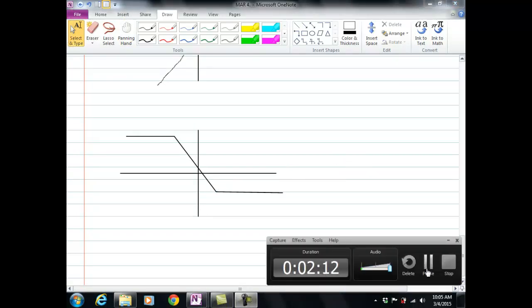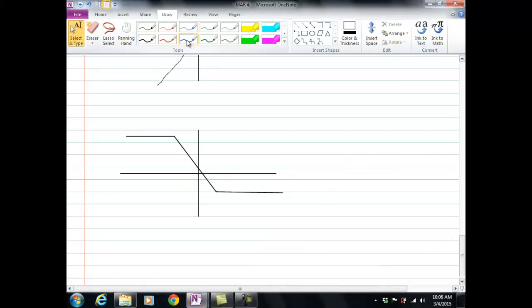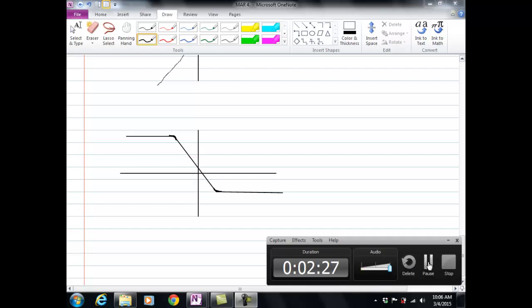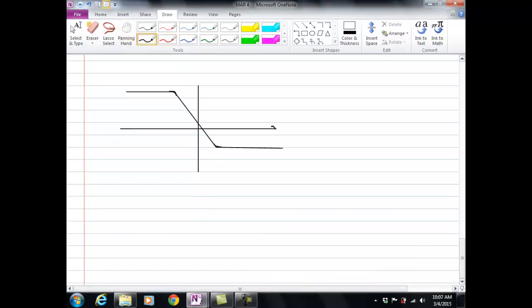I'm going to pause it. I'm going to change things up a bit. I'm going to make this slightly curved right here, guys. So slightly curved, it's not sharp. Slightly curved here. There's a reason why I'm going to do that in a second. I'll answer that right now. So this really is f of x.